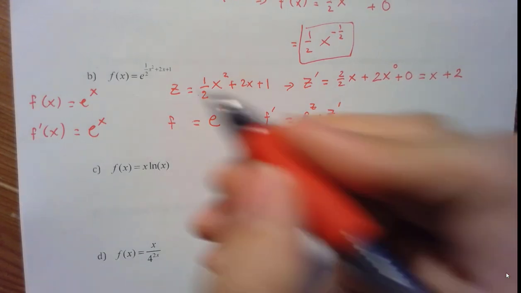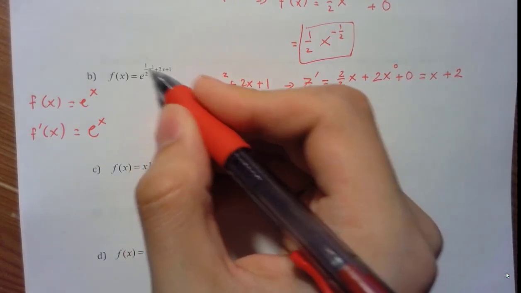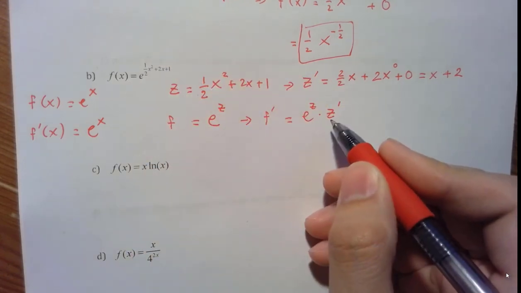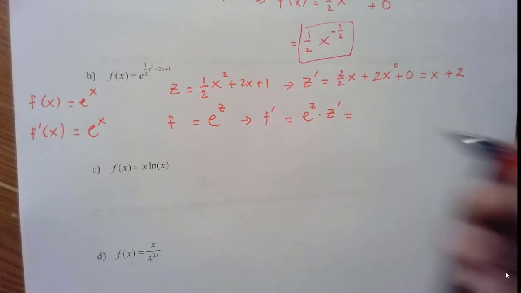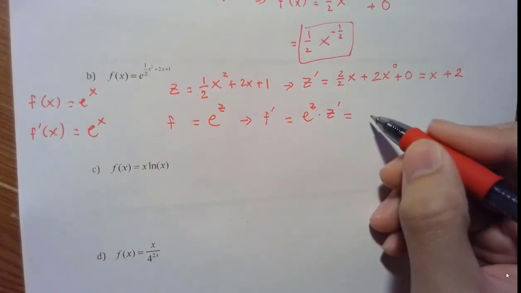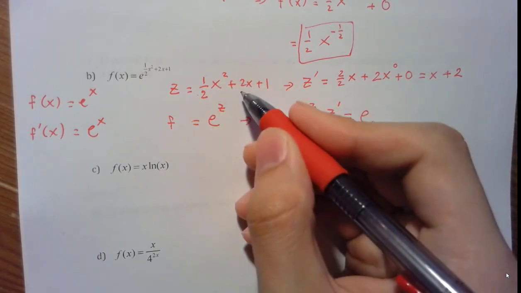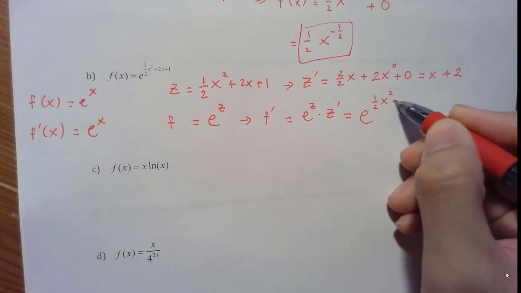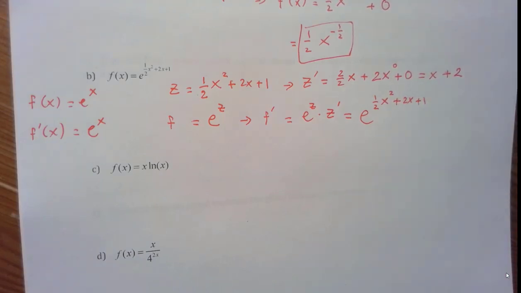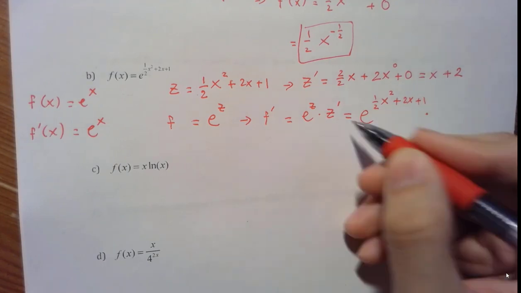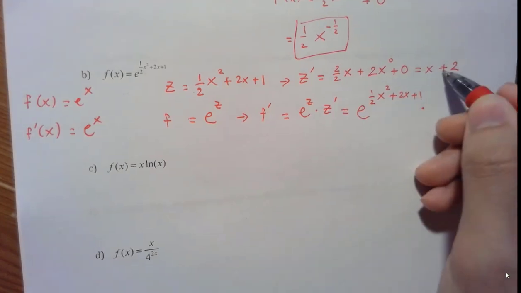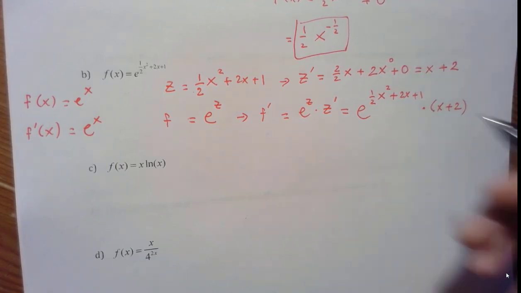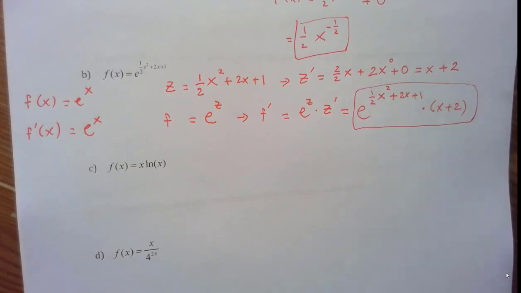We know that we were given the function in terms of x, so at the end you want to have the x variables, not z. So we simplify one more step here: e to the z, but z is this whole expression, so we plug that back in here. So e to the 1/2 x squared plus 2x plus 1, and then multiply by z prime. Z prime, we found here, is x plus 2. And that is the answer for B.